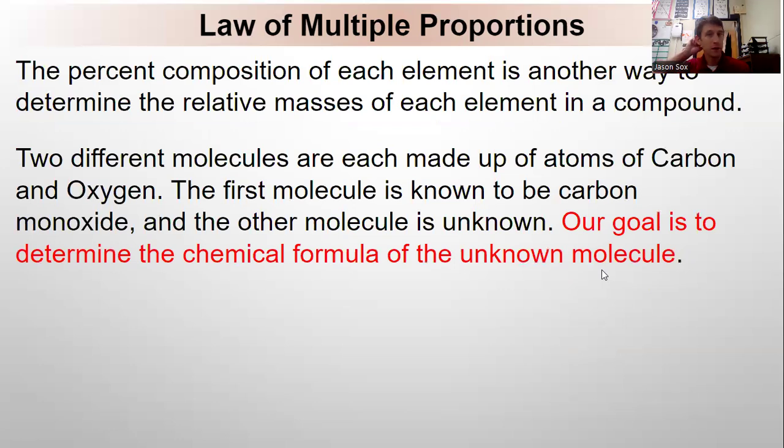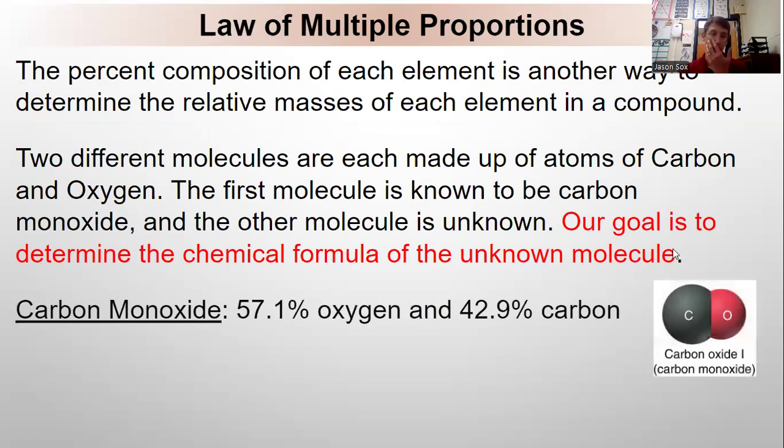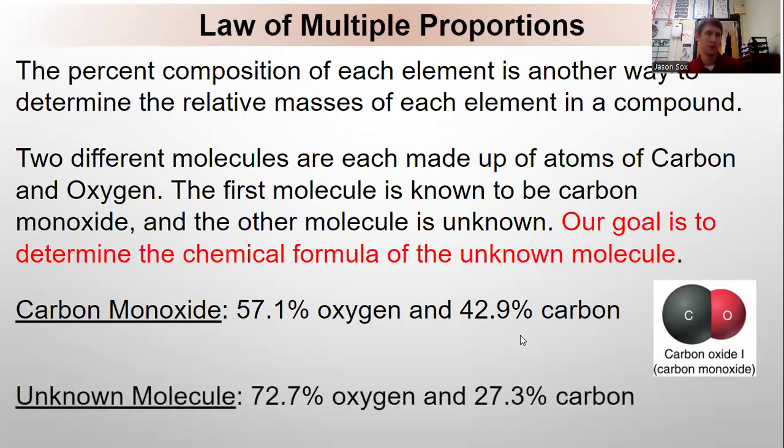All right, so let's take a look at a way to use percent composition to work through this. I'm going to give you a hypothetical example. We're going to talk about carbon monoxide. So we know this compound, carbon monoxide, prefix mono meaning one. There's one carbon, one oxygen. And if I do the percent by mass, the percent composition, we've already talked about that. This particular compound is 57.1% oxygen and 42.9% carbon.